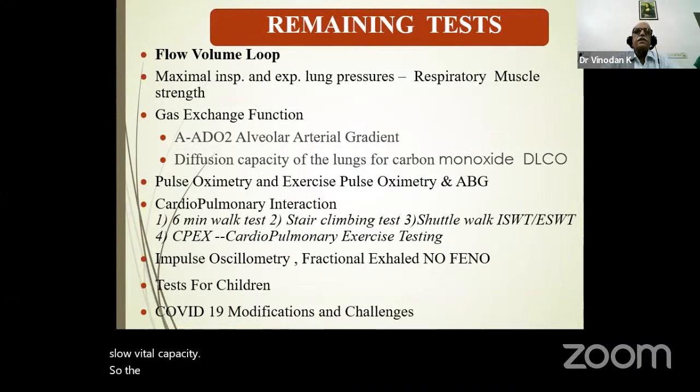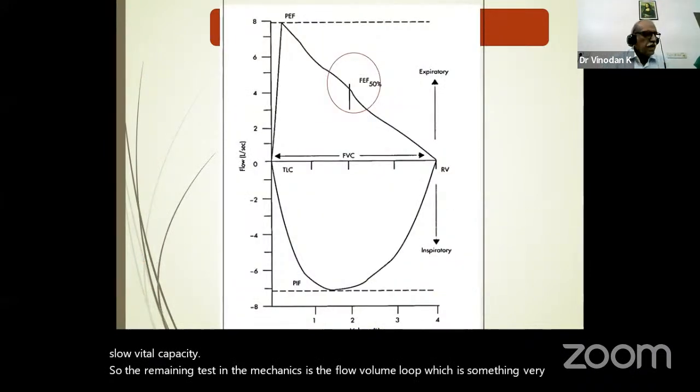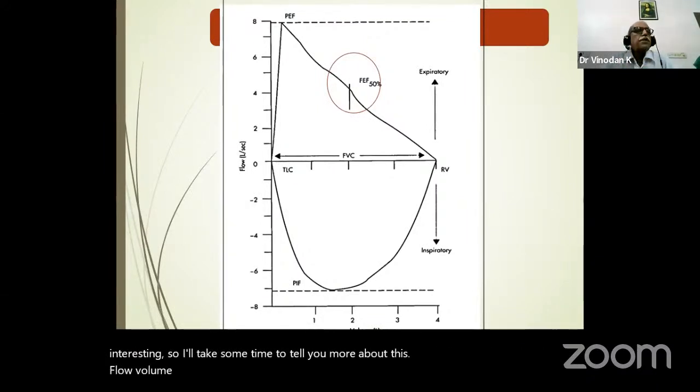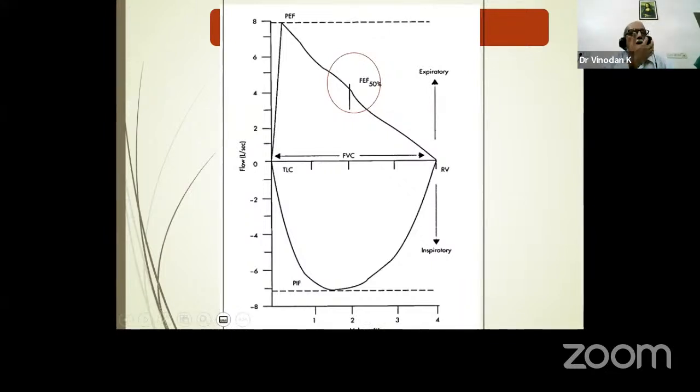So the remaining test in the mechanics is the flow-volume loop, which is something very interesting. So I'll take some time to tell you more about this. The flow-volume loop is a plot of inspiratory flow, which comes below, and the expiratory flow, which comes above the y-axis, against volume, which is plotted on the x-axis. And this again is something that you record during the performance of a maximally forced inspiratory and expiratory maneuver.